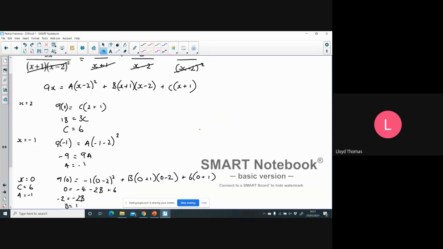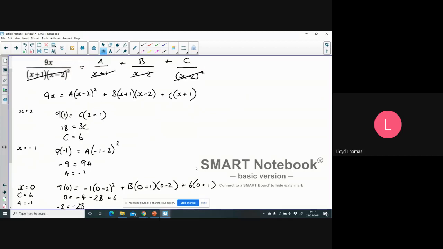My final answer, which I'm going to write up here, is where you write them all back in the partial fractions. So a is minus 1. So that's going to be minus 1 over x plus 1. B, I just worked out, what was that, 1. So it's going to be plus 1 over x minus 2. And c is 6, so it's going to be plus 6 over x minus 2 all squared. Okay, that's just a bit of a reminder from a previous lesson, because the next question features something that has been squared.